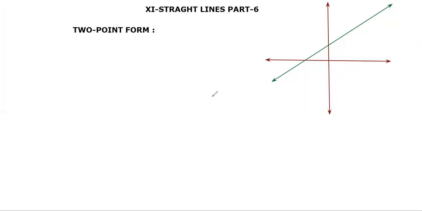Straight line, part 6. In the previous part, we have seen horizontal, vertical line and point slope form. Now we have 2-point forms.